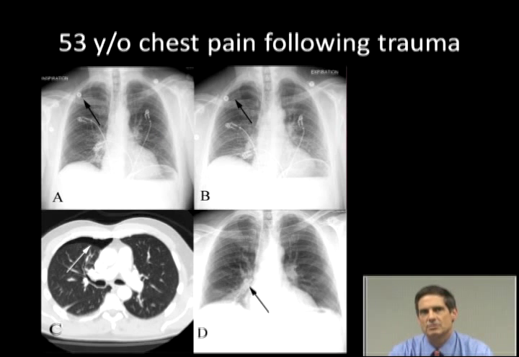Here's a composite picture of the points made here: expiratory chest x-rays sometimes allow you to see a pneumothorax that you can't see on an inspiration view. The CT shows you that pneumothorax much more easily, and then in this case, the pneumothorax went away after a chest tube insertion, as shown in picture D.